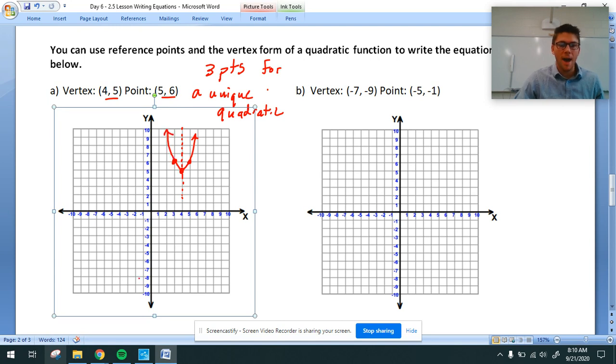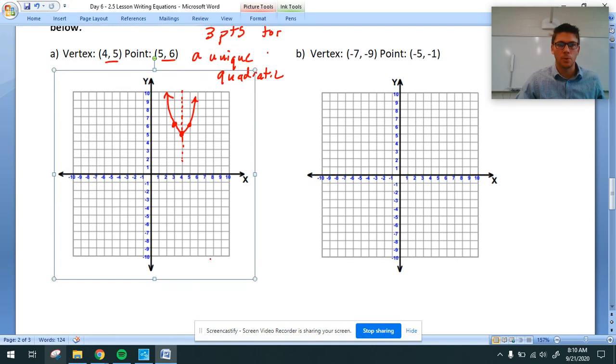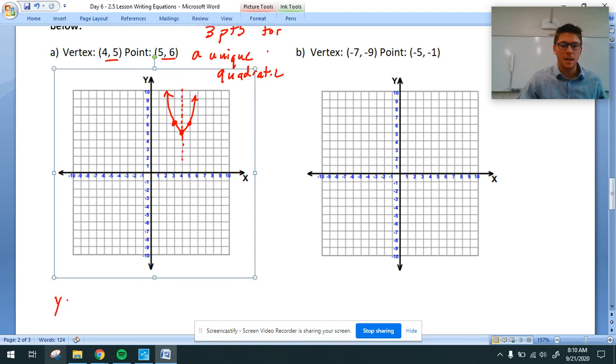So here's our graph. Let's write the equation. Let me scroll down a little bit. y equals, let's do the vertex, (x - 4) squared + 5. That has a vertex of 4 comma 5. Let's check for the multiplier. Over 1, it goes up 1. Multiplier is 1.